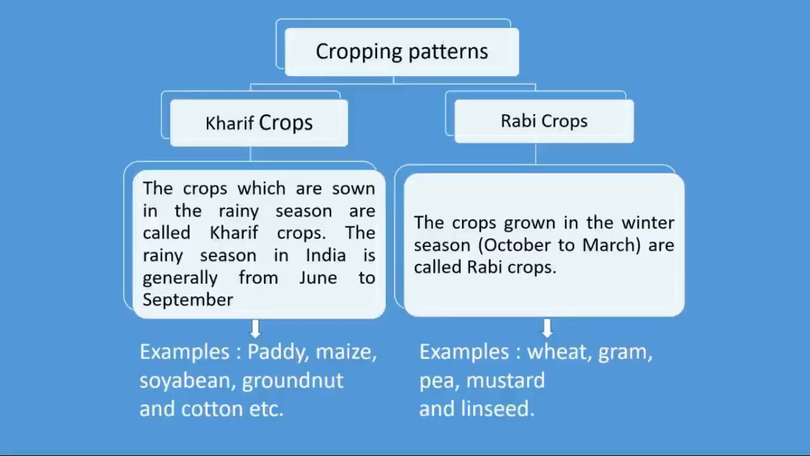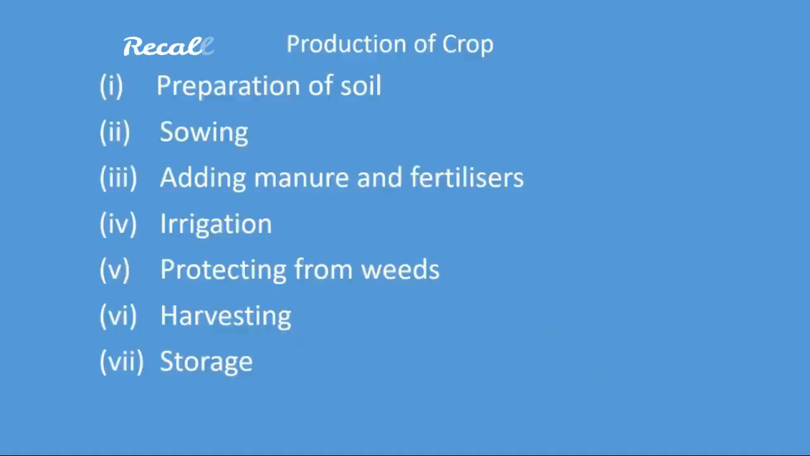And cropping pattern, we have got two types: Kharif crops and Rabi crops. Why Kharif crops? They are grown in the rainy season and Rabi crops are grown in the winter season, and here are the examples. And then we have studied the different stages of production of crops. Here are the stages of production of crops.